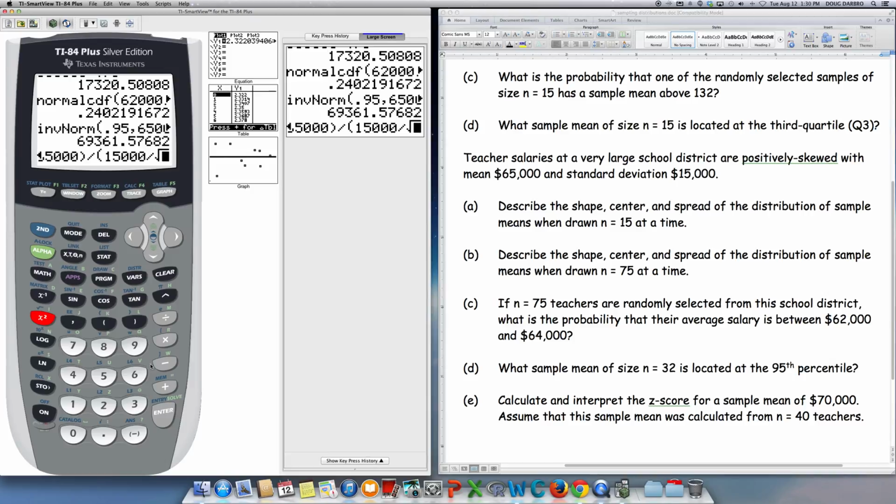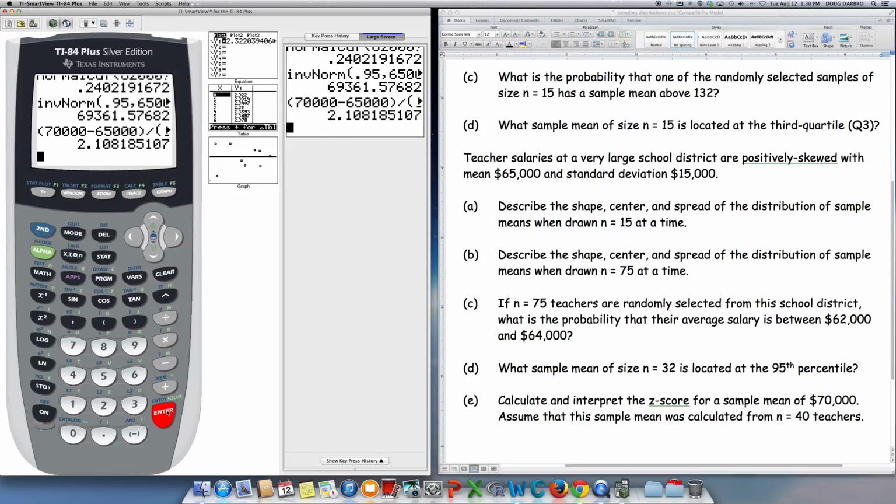And what do we got here? 40 teachers. And get them thinking about standard error instead of standard deviation. So guys, the value for the Z-score would be 2.11. So what we would say here, and I'm going to type this out because this is critical, so 2.11, right?